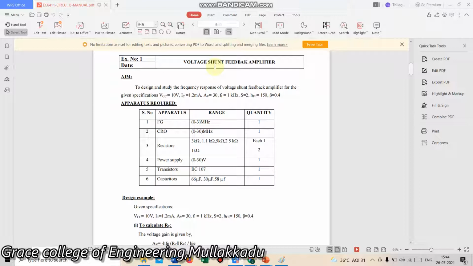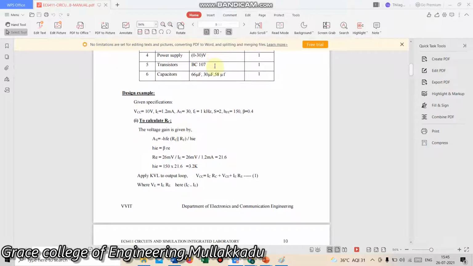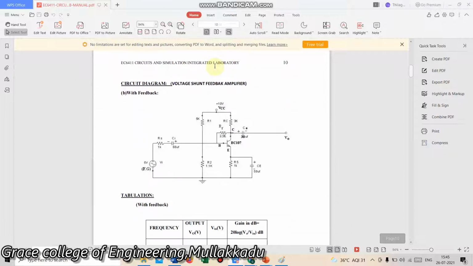The apparatus required is given here. For the circuit diagram, the connections are given as per the circuit diagram. If we are supposed to use the Multisim software, we can take these components in the Multisim tool and connect them, and the design procedure is given here. We have to calculate the value of RC. This is the circuit diagram of the voltage shunt feedback amplifier.